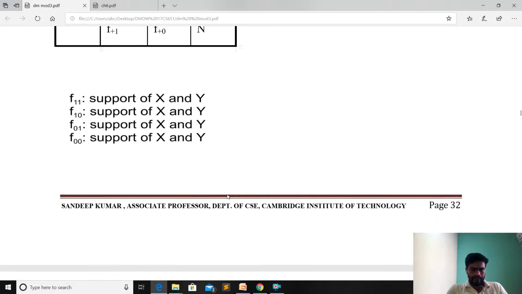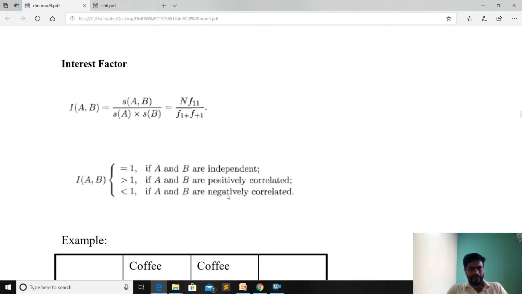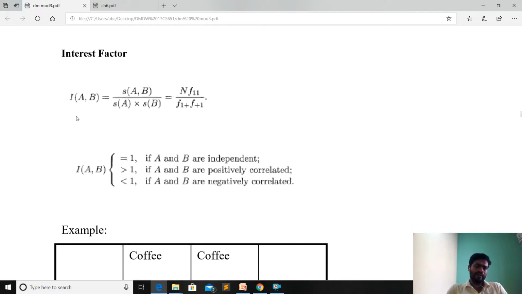Okay, so now let us take this with an example. How do we calculate this interest factor? The interest factor I of a comma b, where a is one item and b is another item, is I of a b equal to support of a b divided by support of a into support of b. That is n into f of 1 1 divided by f of 1 plus into f of plus 1.